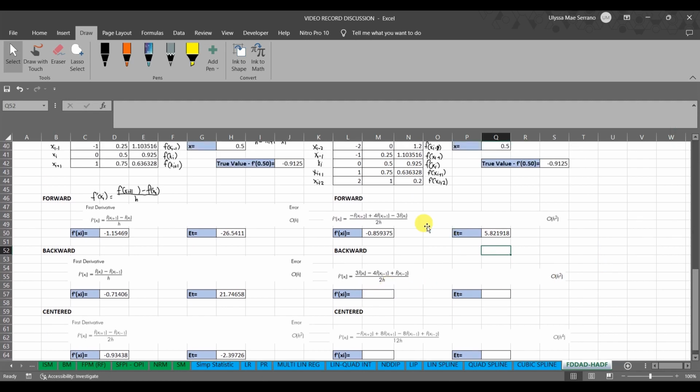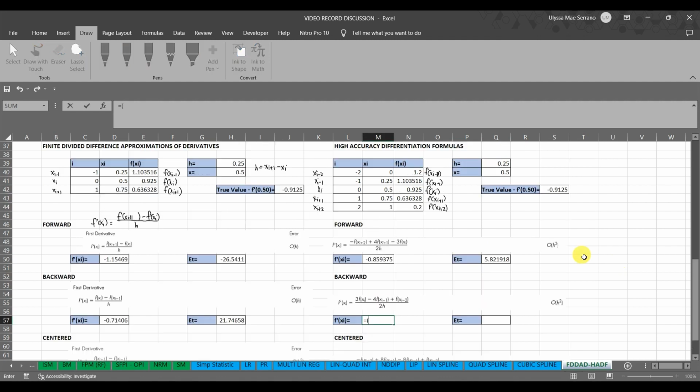Now we're going to get the value of the first derivative using the backward high accuracy differentiation formula. It will be 3 times f of x sub i, minus 4 times f of x sub i minus 1, plus f of x sub i minus 2, all over 2h. So it will be true value minus the approximated value divided by the true value times 100, and we will have a value of 3.77%.